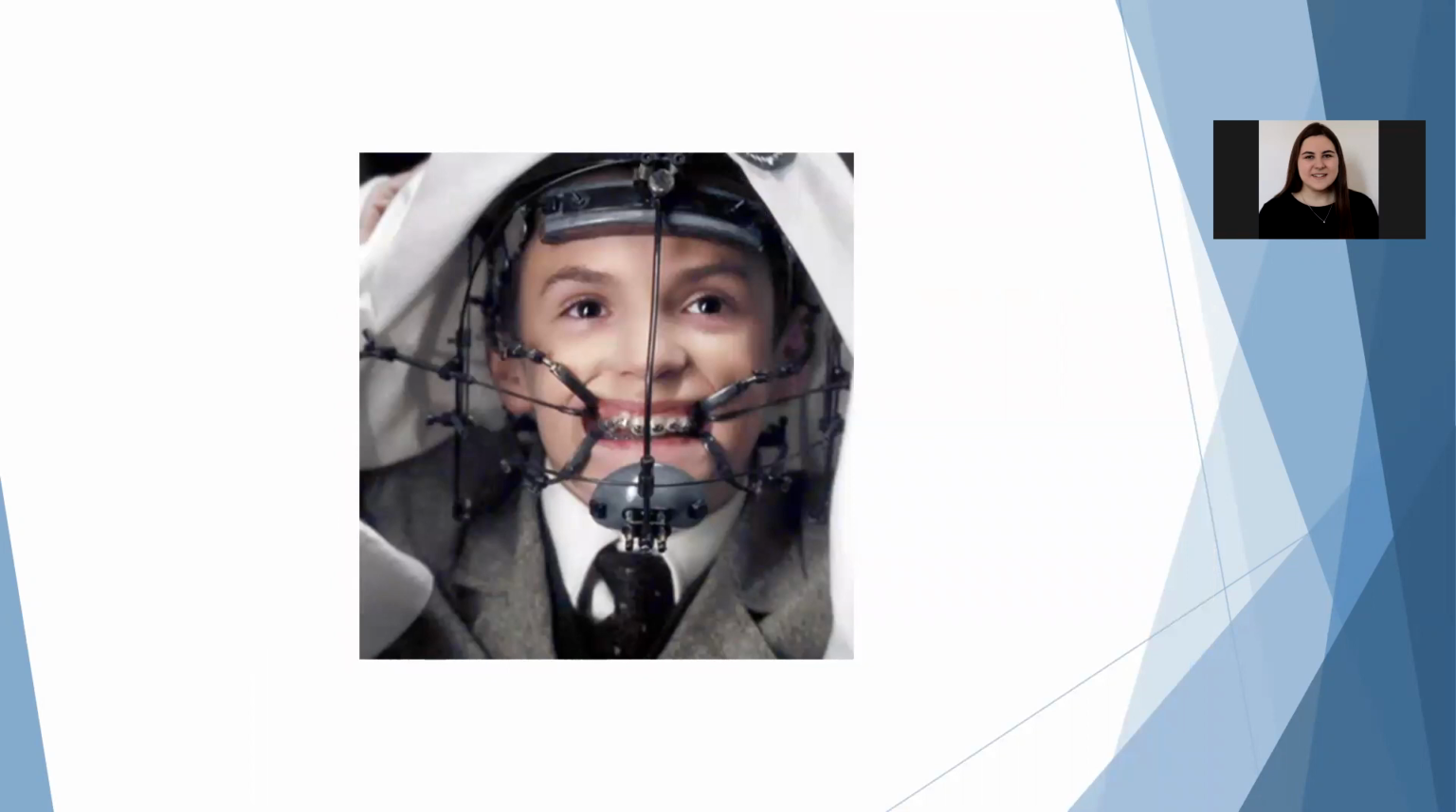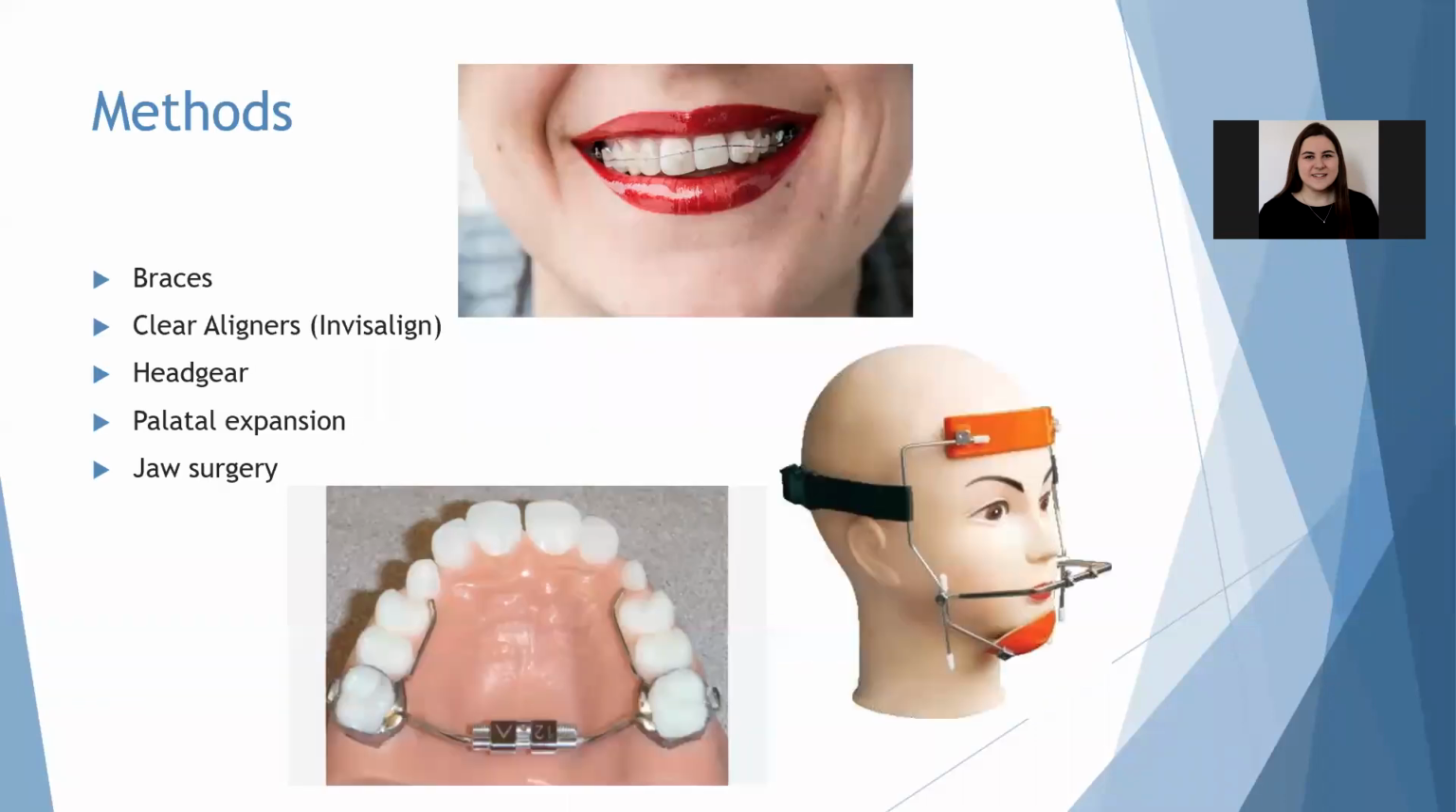Now, there are several different methods that are used by orthodontists to help us fix our alignment issues. The most famous one, which a lot of us have had, I'm sure, are braces. They're usually placed on the front side of the teeth, but may also be placed on the side facing the tongue. That's called lingual braces.